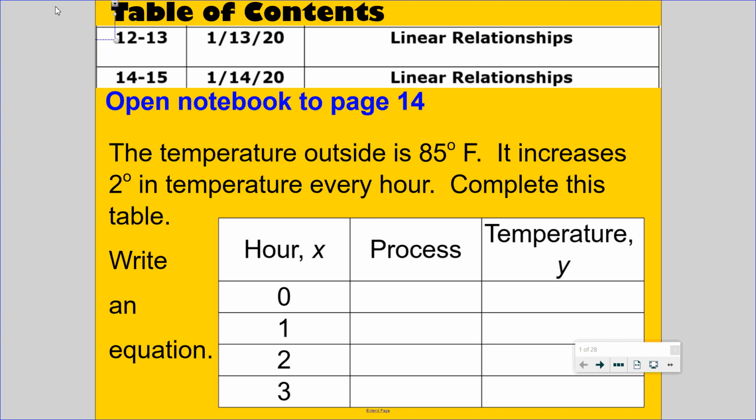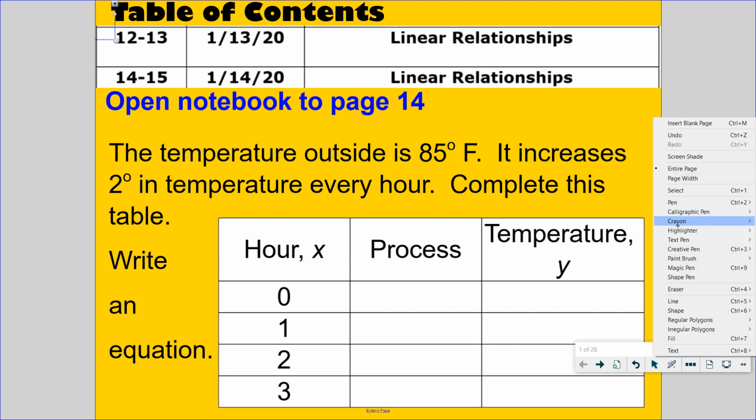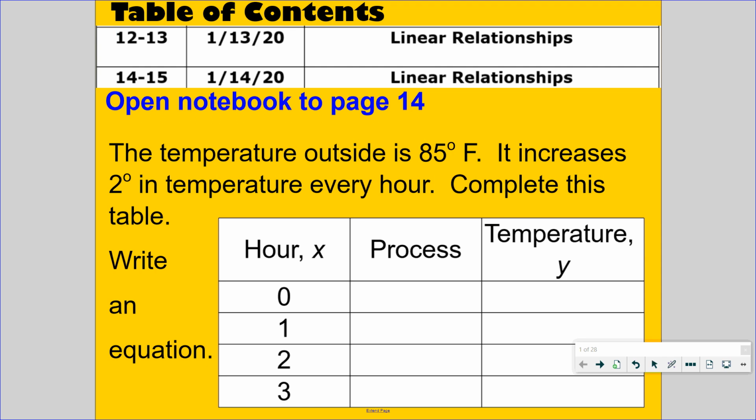So this is our second part of linear relationships, which is really in the form of the equation y equals mx plus b. So the temperature outside is 85 degrees. It increases 2 degrees in temperature every hour. It's like per hour. So every hour it keeps going up by 2 degrees.